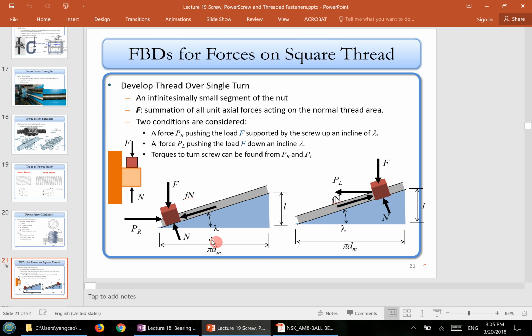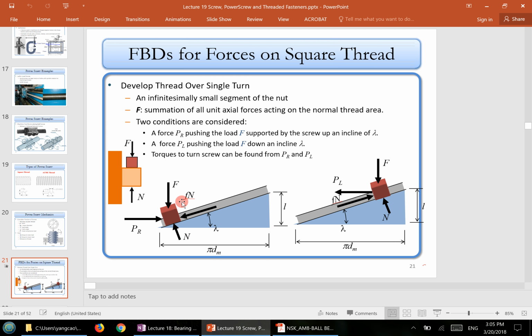Let's say this is the load you're trying to raise or lower. If we're trying to raise the load, then in the free body diagram you have the force F right here, and a force P_R trying to push it up. Then you have the supporting force N, and you have a friction force on the surface.